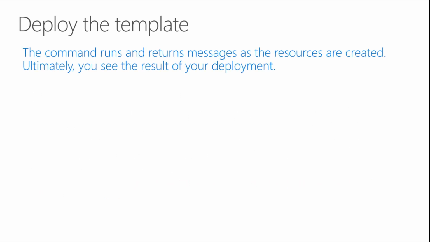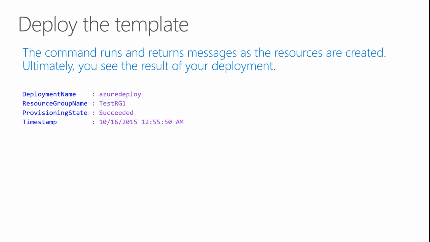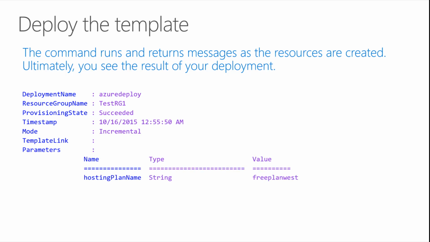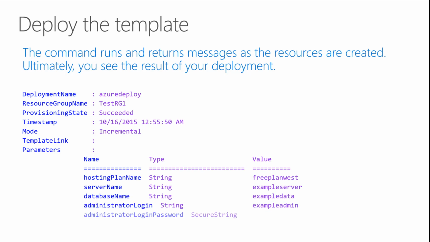The command for deploying ultimately returns the message and the resources. So this is an example here of what you would see in the PowerShell interface. We have a deployment that succeeded, the mode was incremental, and these are the things that are created inside of it.